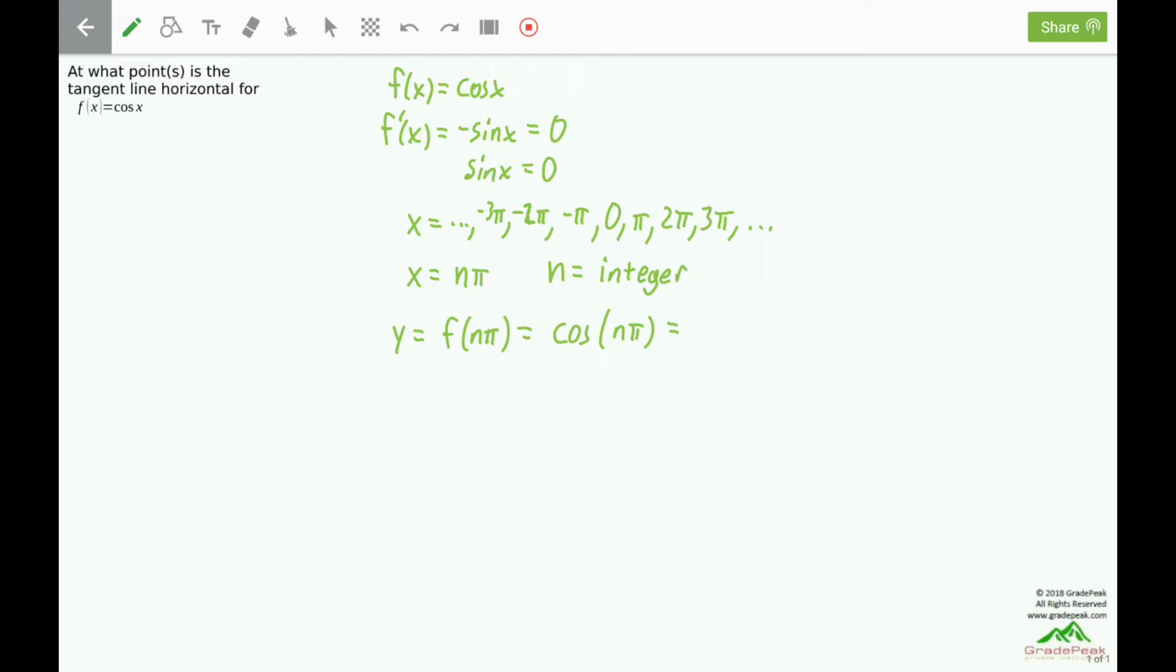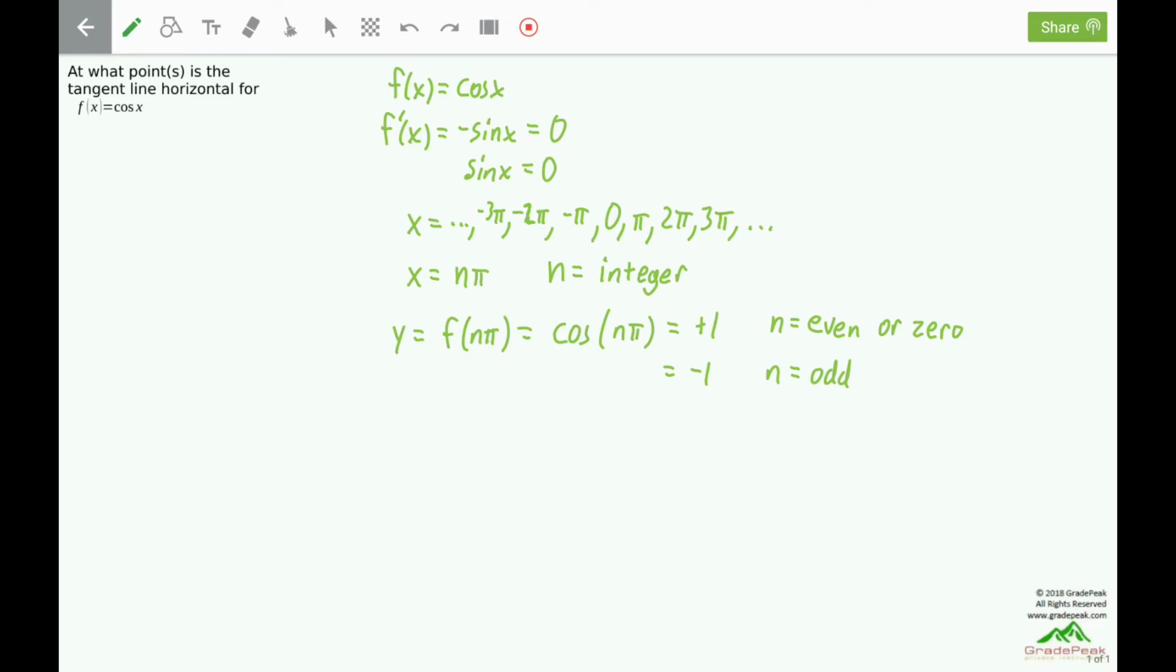If n's a 0, cosine of 0 is a 1. If n's a 1, cosine of pi is a negative 1. If n's a 2, cosine of 2 pi is just like 0, and it goes back to a positive 1. And therefore, we have either a positive 1 if n is a 0 or an even integer, and it comes out to negative 1 if n is an odd integer.